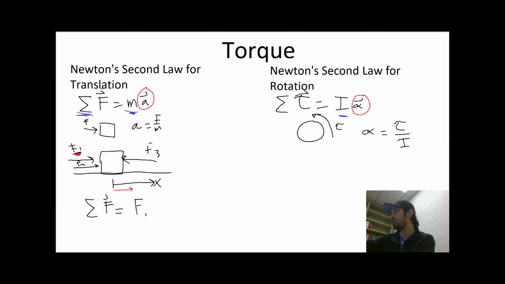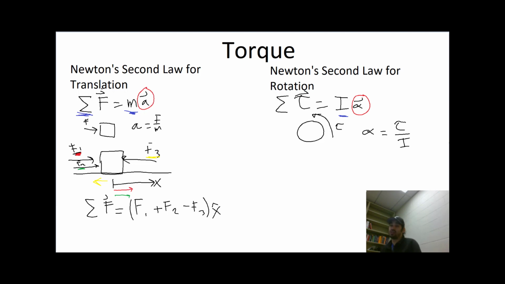F2 is going to be also positive. So we have this F2, so this is going to be plus F2. And F3 is going to be negative, right? Because F3 is going to be in the opposite direction. So F3 is going to go to the left, which means that it is negative F3. And since I have a vector sign on the left side of the equation, I had better have a vector sign on the right side of the equation.